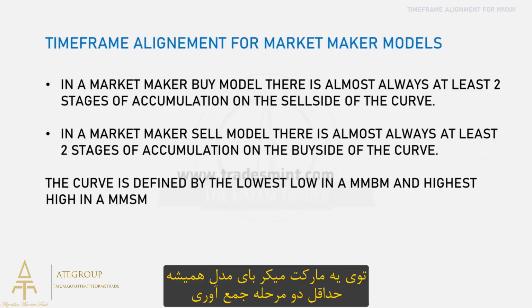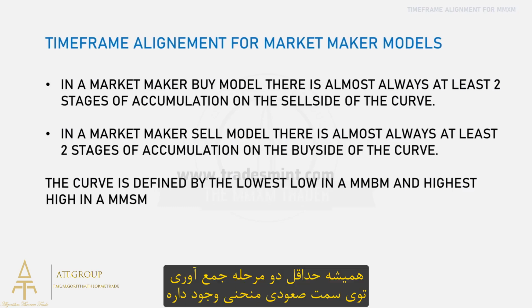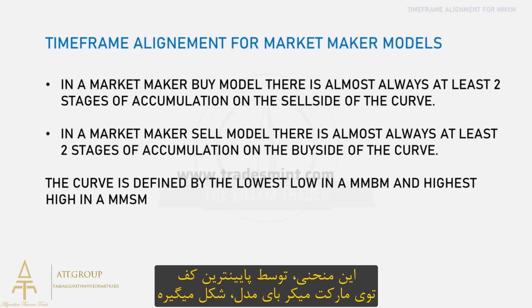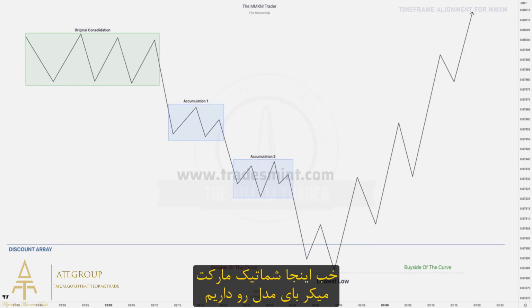So in a market maker buy model, there is almost always at least 2 stages of accumulation on the sell side of the curve, and in a market maker sell model there's almost always at least 2 stages of accumulation on the buy side of the curve. The curve is defined by the lowest low in a market maker buy model and the highest high in a market maker sell model. So we've got this schematic for a market maker buy model over here.